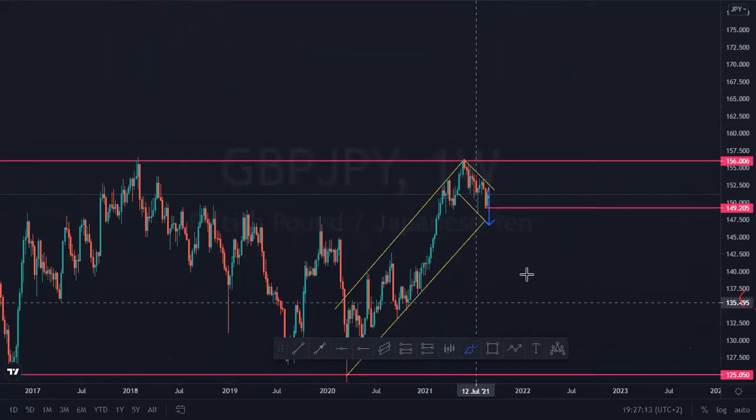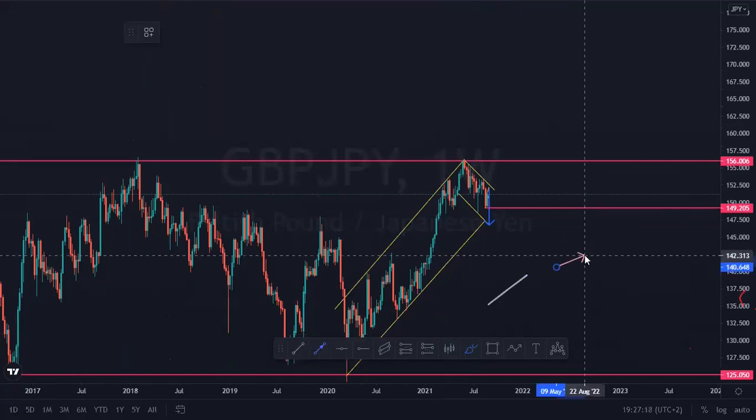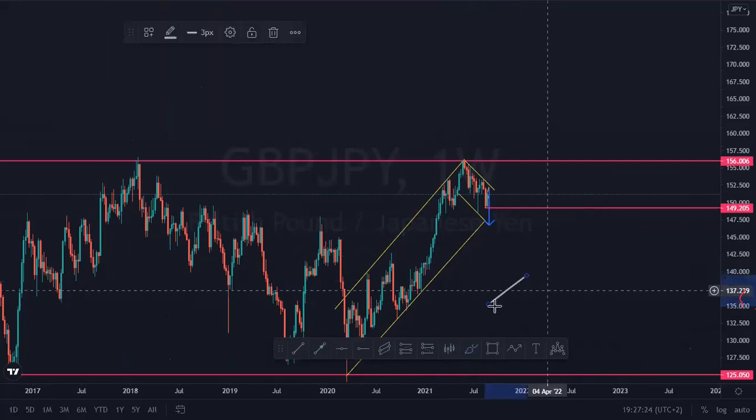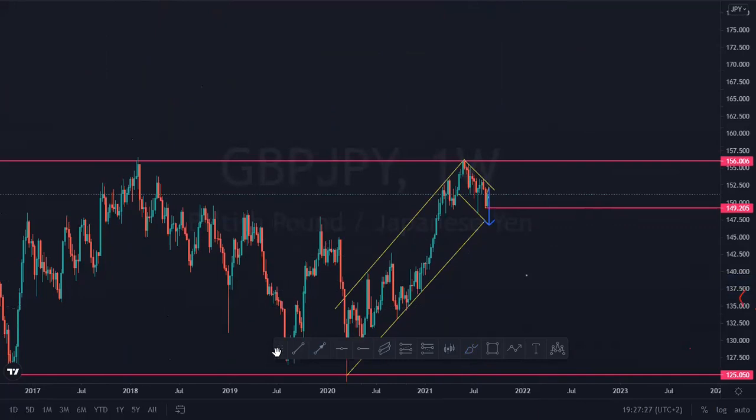On the 1 week time frame, okay, let me just move this. Sorry, this thing doesn't just move. It needs prayers in order to move away. So we have to pray. It needs prayers, guys.